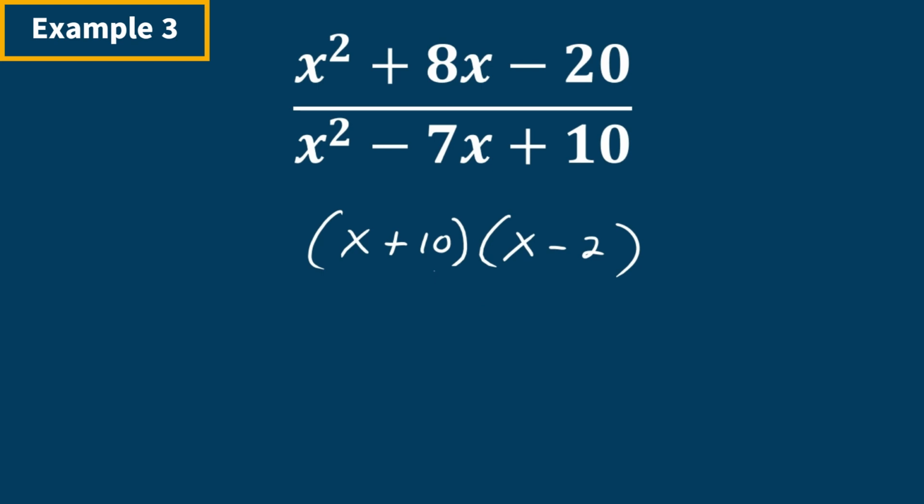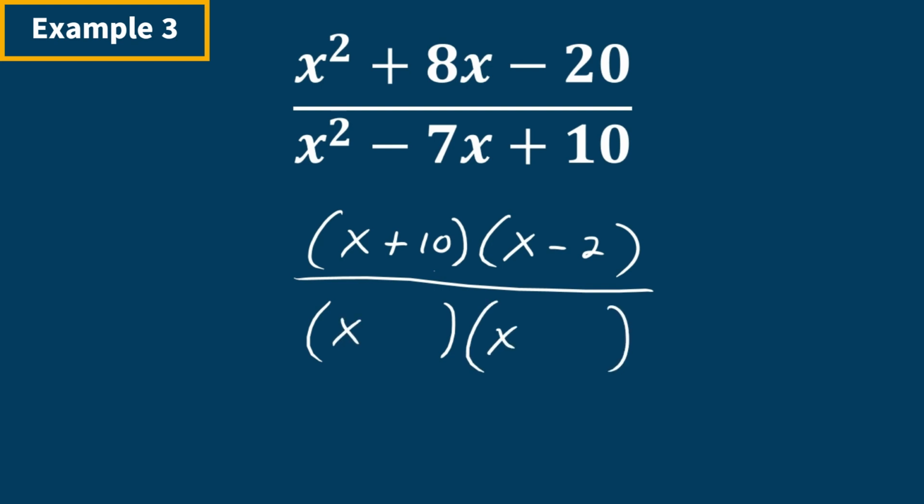Now, let's go ahead and factor the denominator. We're going to factor that also into 2 binomials here. We'll put x and x. Now we're looking for 2 numbers that multiply to give us positive 10, and when you add them together, will give us negative 7. Those 2 numbers are going to be negative 5 and negative 2. Same concept here. If you were to multiply these 2 numbers, you'll get positive 10, and when you add them together, you'll get negative 7.